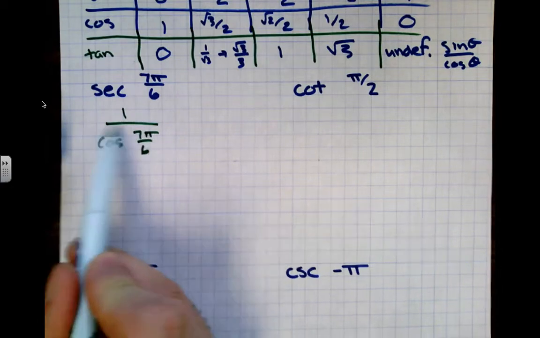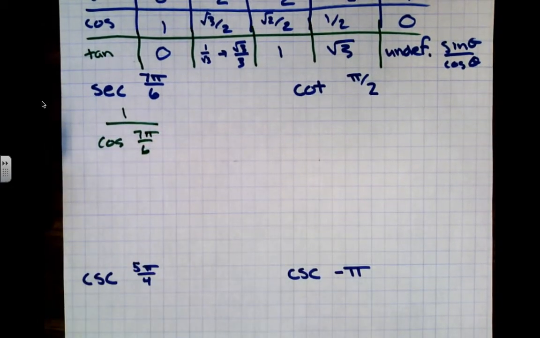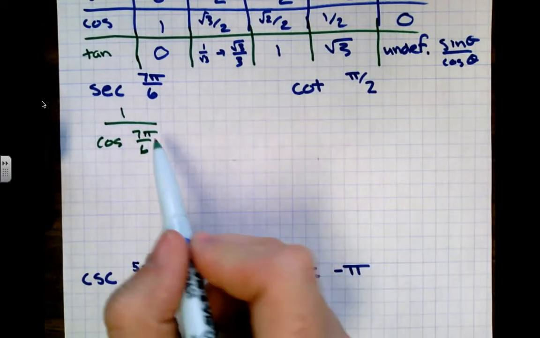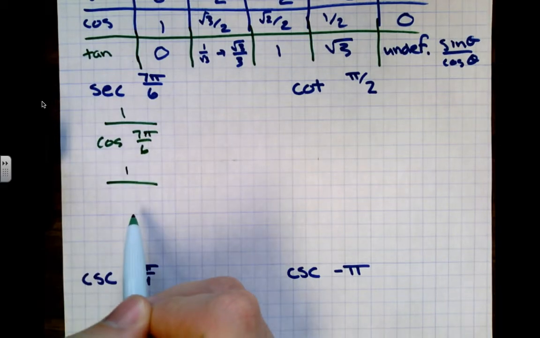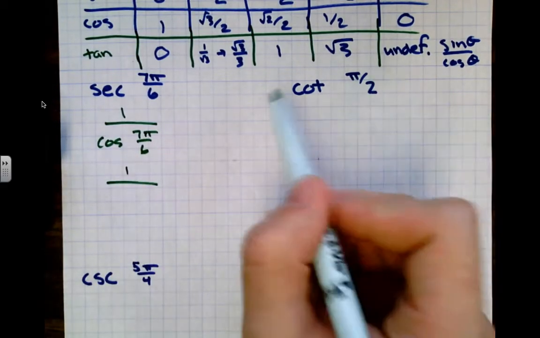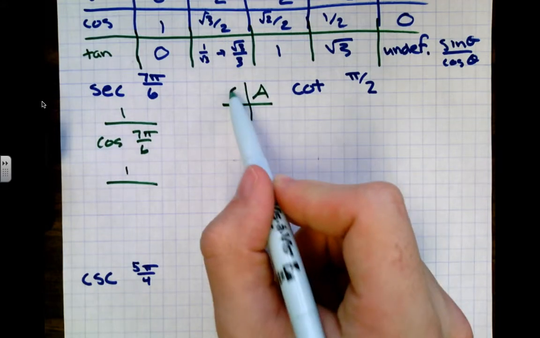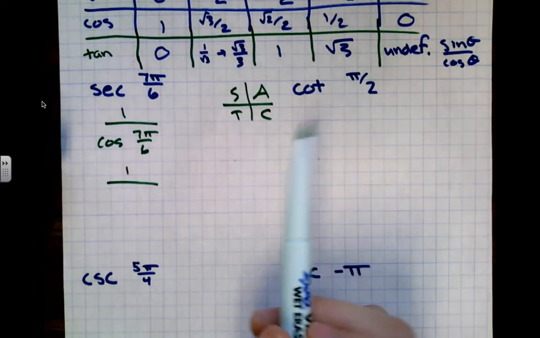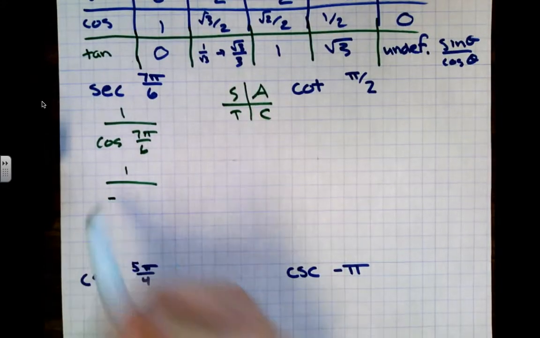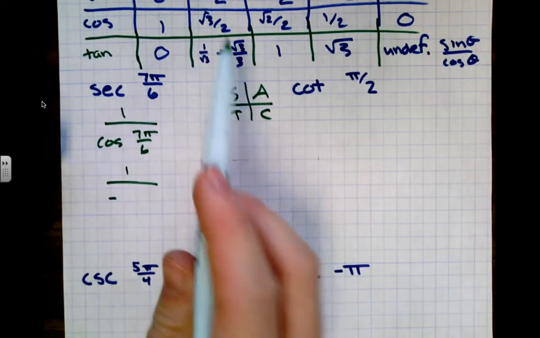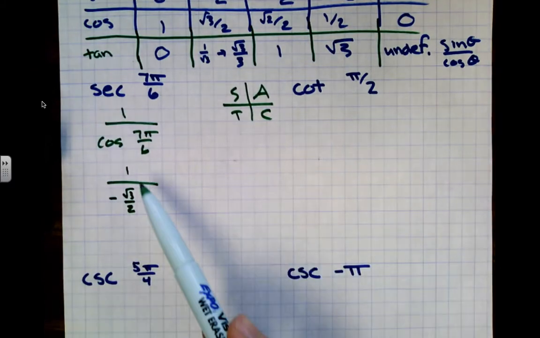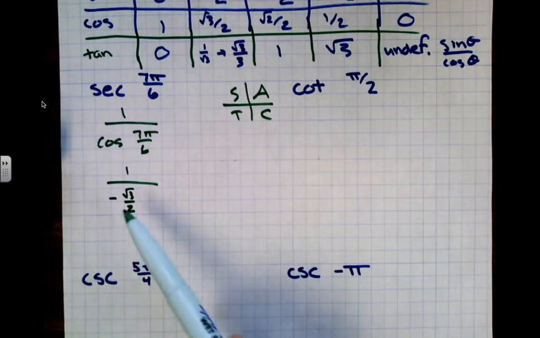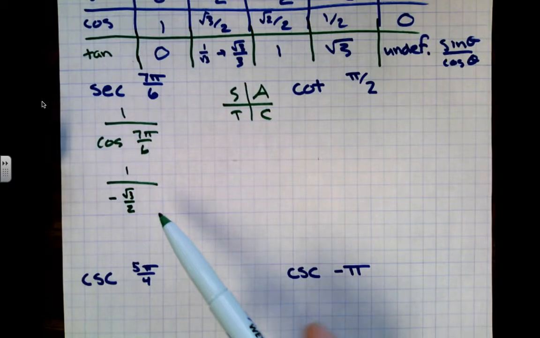So what I want to really find is what cosine of 7 pi over 6 is going to be equal to. And to do that, I think about what quadrant that's going to be in. It is in the third quadrant, which makes, if I look at All Students Take Calculus, cosine should be negative. I'm going to look at my reference angle of pi over 6. My cosine value is root 3 over 2. So right now I have 1 divided by negative root 3 over 2. And I want to simplify this.